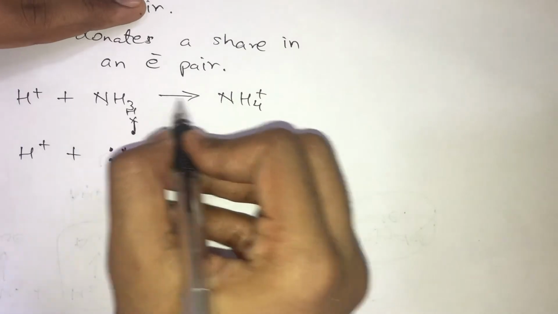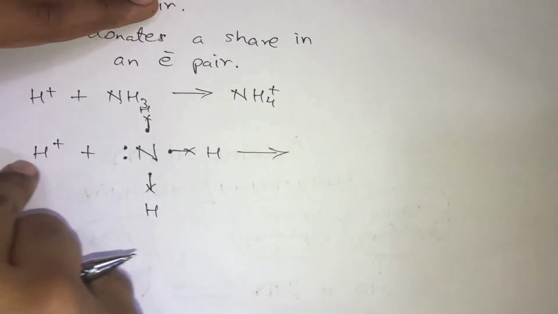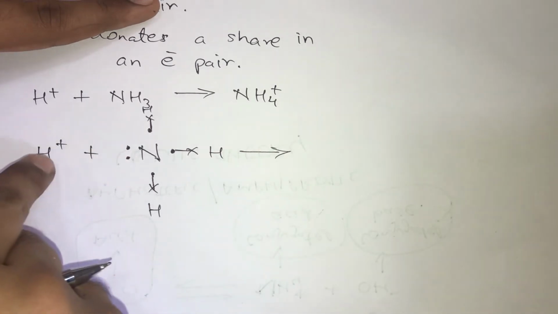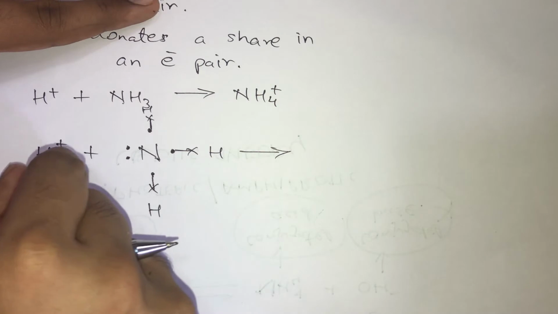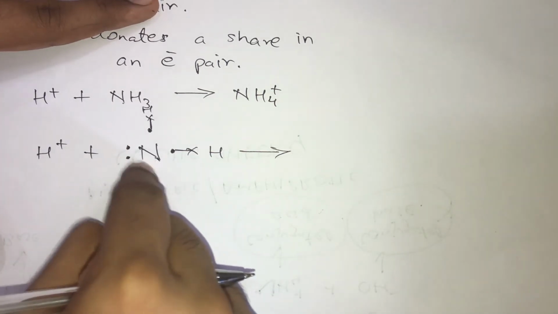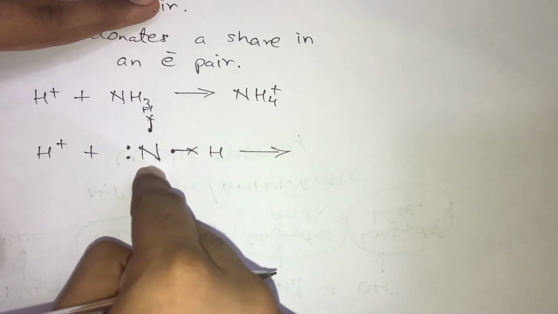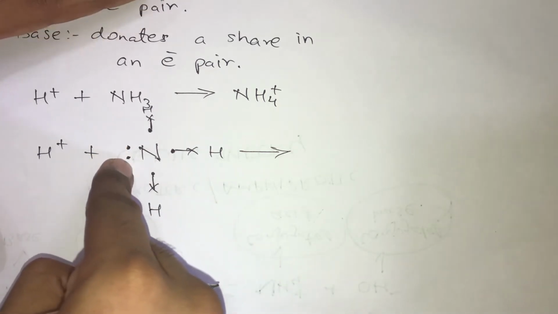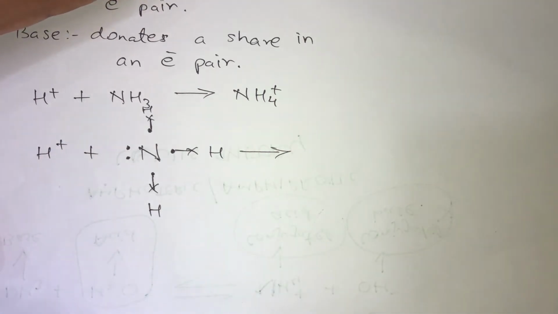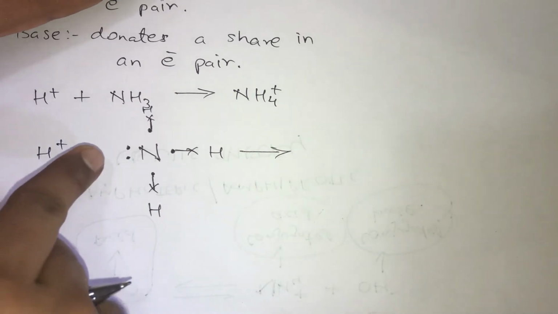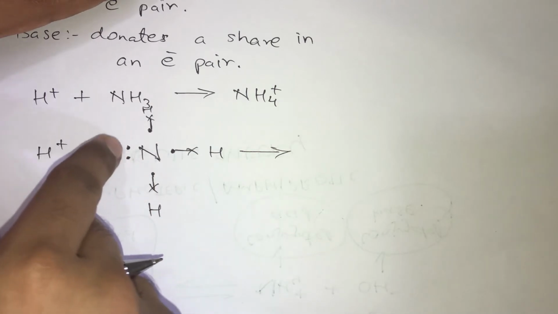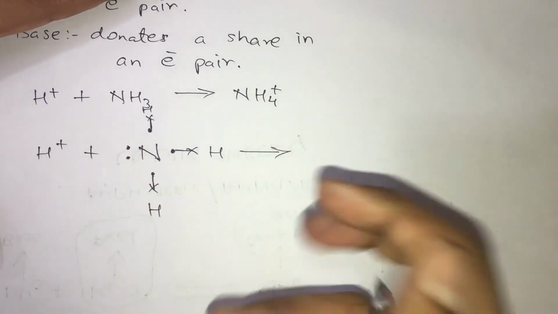Now what happens is that after the reaction, this H+ requires electrons. Why does it require electrons? Because it is positively charged. Since it requires electrons, it is going to take these 2 electrons of nitrogen. And why is it going to take both these electrons? Because H+ does not have any electron in it, and to form a covalent bond you require a minimum of 2 electrons. So this nitrogen is going to donate its 2 electrons to form a covalent bond.